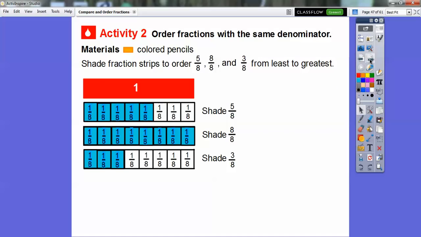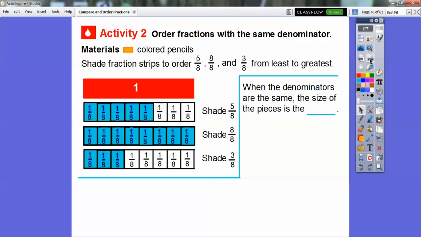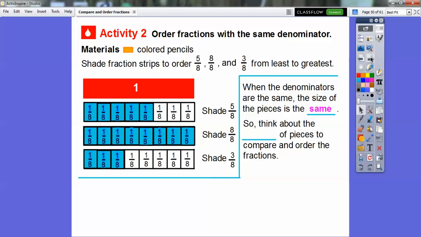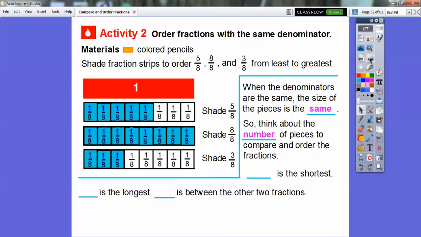Okay? So when the denominators are the same, the size of the pieces are the same. Isn't this size of the piece the same as that size right there? Is that size right here? Okay, so they're the same. So think about the number of pieces to compare and order these fractions, okay? So the number of pieces are the top numbers right here because they all are in terms of eighths right here. Okay, so which one's the shortest?